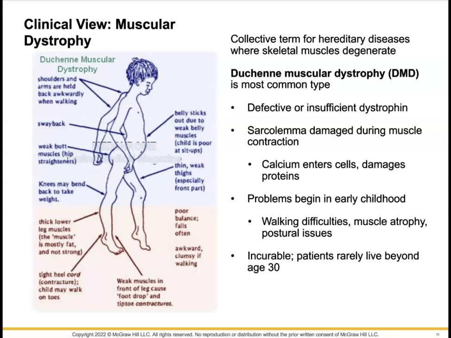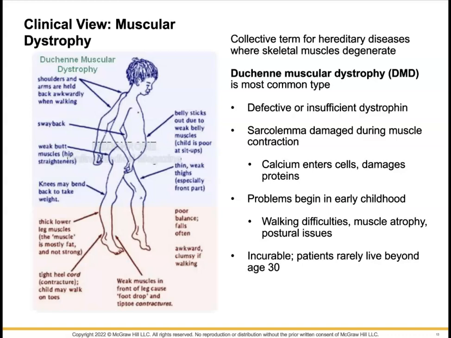So muscular dystrophy is a term that actually includes several different hereditary diseases where the skeletal muscles degenerate, lose strength, and then tend to be replaced with fibrous connective tissues and adipose tissue. The new connective tissues then can impede the blood circulation, which further exacerbates and accelerates the muscle degeneration. Duchenne muscular dystrophy, DMD, is the most common form. It is almost exclusively found in males.